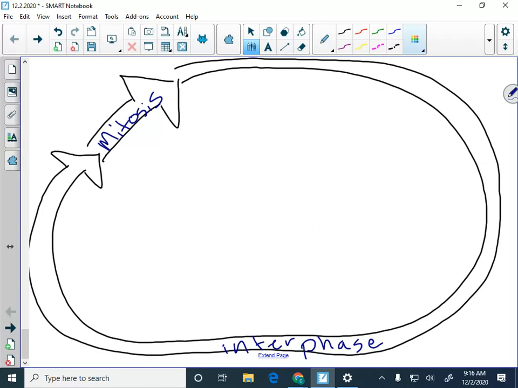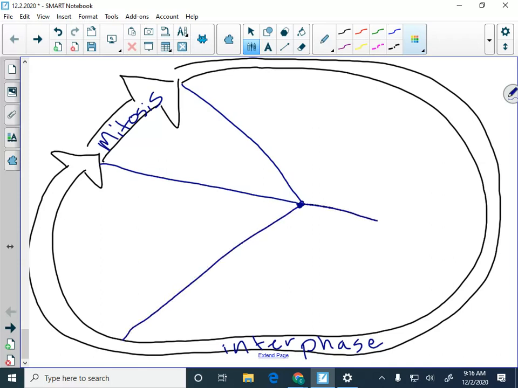And we're going to divide it up. So, roughly find the center. It doesn't have to be perfect. We're going to have a line going from the beginning of this arrow to the circle. So, we can take mitosis out as a chunk. And interphase is divided into 3 parts. So, we're going to divide this other chunk into 3 parts. Just like that. 4 phases of the cell cycle. 1, 2, 3, 4.